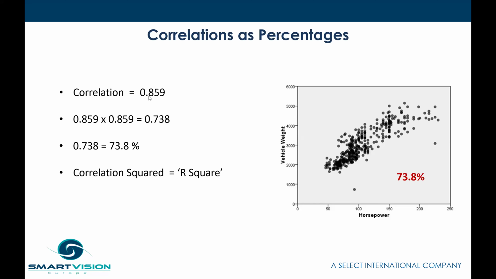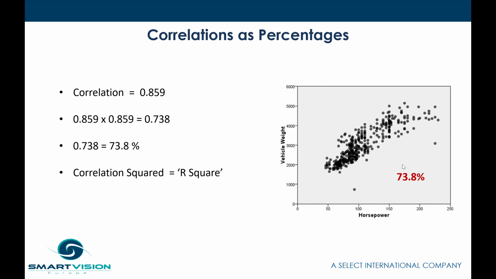Here we have a correlation of 0.859. When we multiply that by itself, we get 0.738. That means 73.8%. And it means 73.8% of the variance in one variable, the variation in one variable, can be explained or predicted from the other variable. So that's what we're trying to do in linear regression. We're trying to explain variation. In fact, we normally do that in statistics, generally speaking.